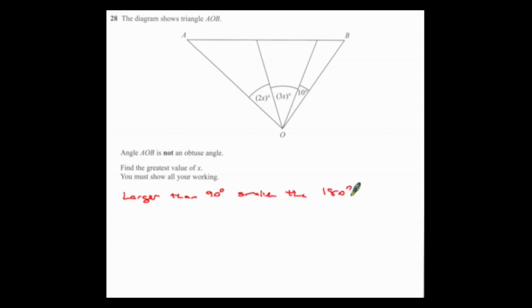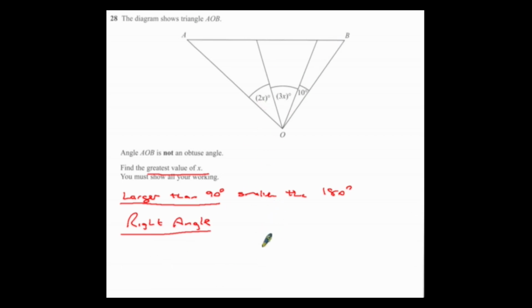Therefore, if an obtuse angle is larger than 90 and this is not obtuse, there are two things it could be. It could be an acute angle, or it could be a right angle. Now we are looking for it to be as large an angle as it possibly can be to find the greatest value of x. Therefore, we have to assume that AOB is indeed a right angle. Therefore, it is 90 degrees.